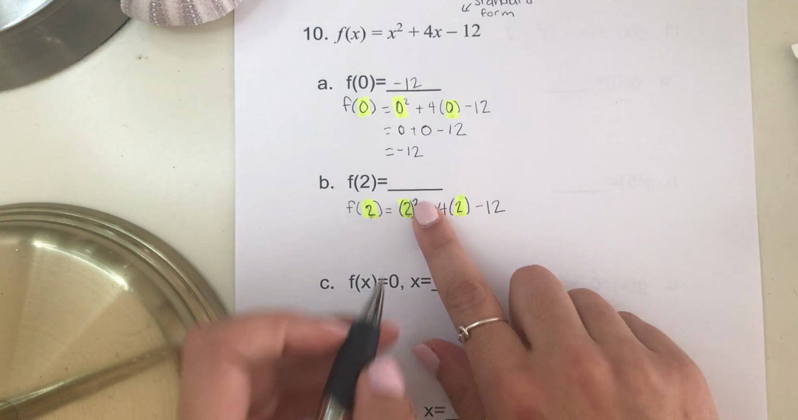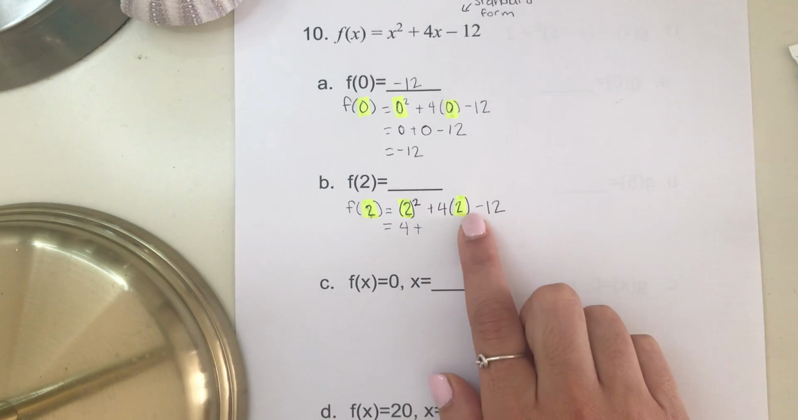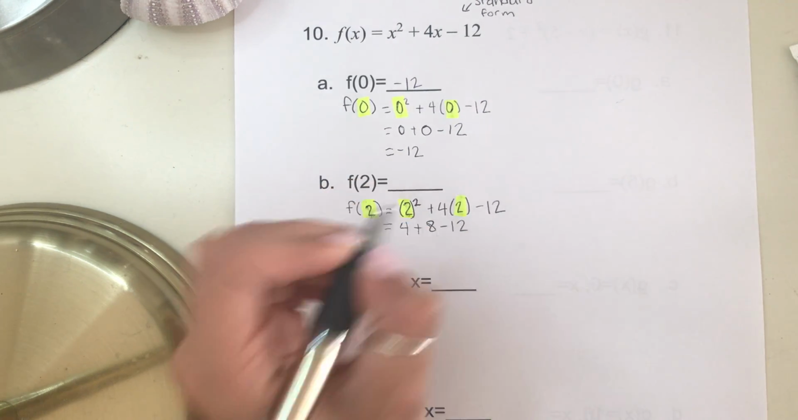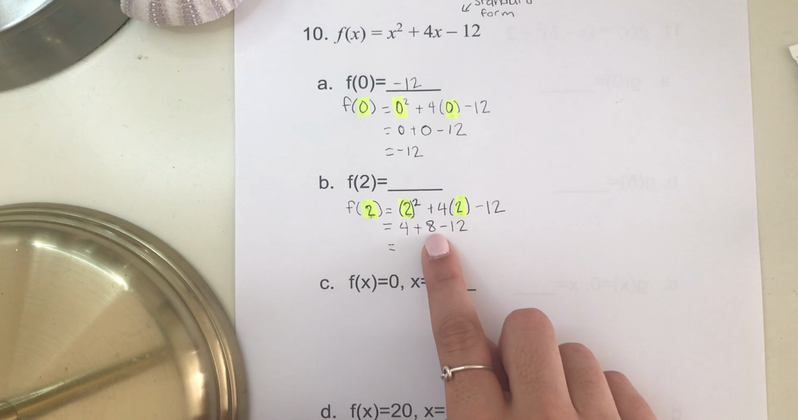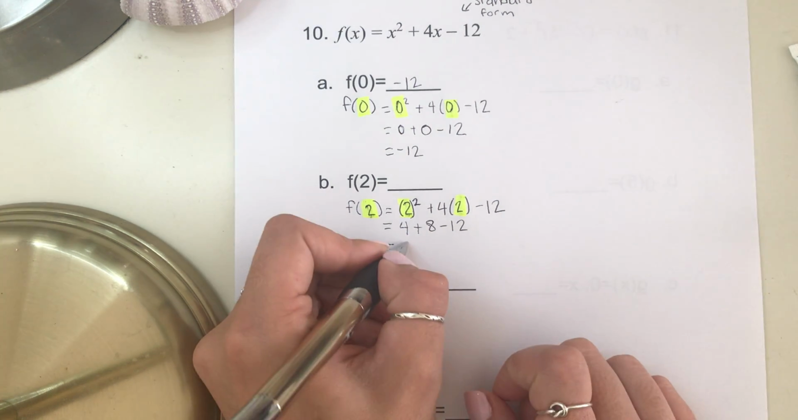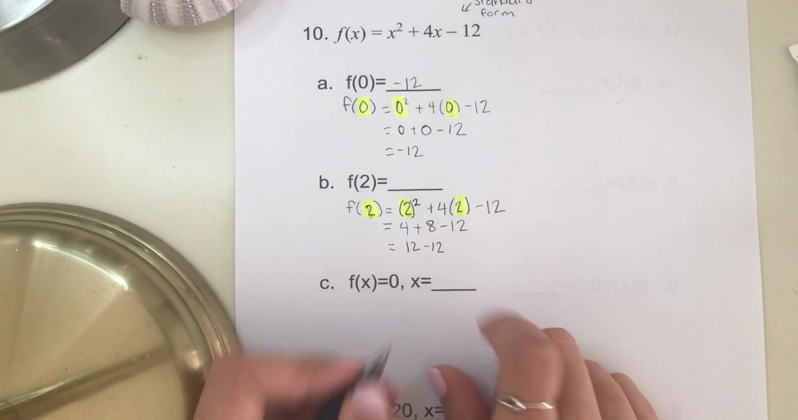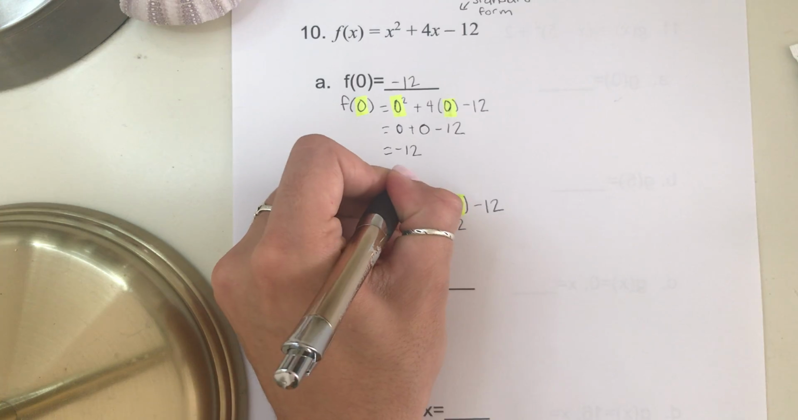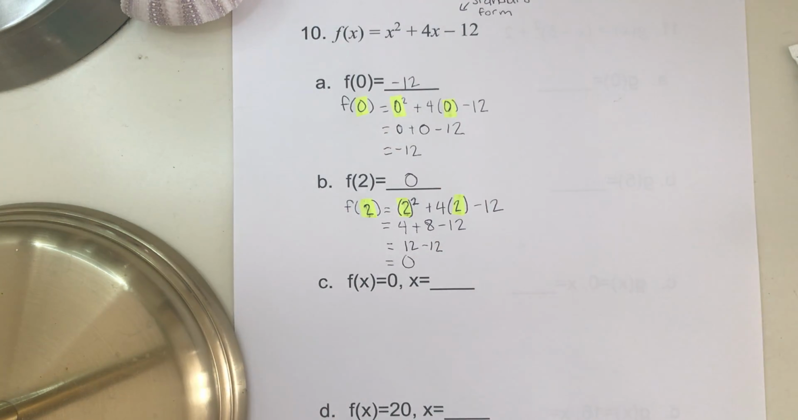Okay, so 2 squared equals 4 plus 4 times 2 equals 8 minus 12. So 4 plus 8 is 12. Minus 12 equals 0. So the answer for part B is 0. That's how you do A and B for the standard form of a function.